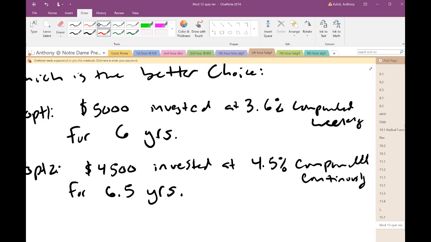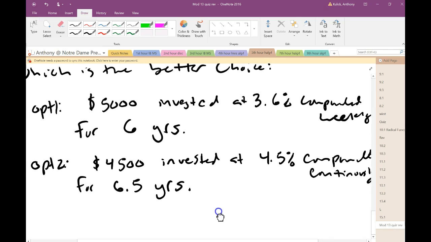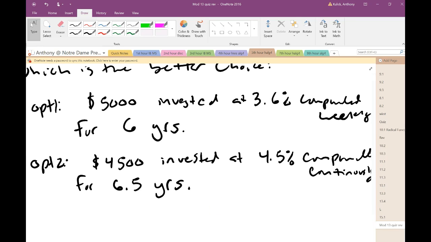So if I ask you which one is the better choice, I'm going to ask you to justify your answer using mathematics. So you can't just say option 1, I'm guessing, right? You have to give me a mathematical argument for this. What would be the easiest mathematical argument you could make? Just compute the value for each of these, right? And whichever one is the more valuable one is the one you should pick.